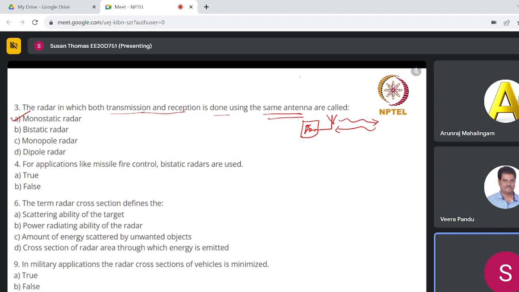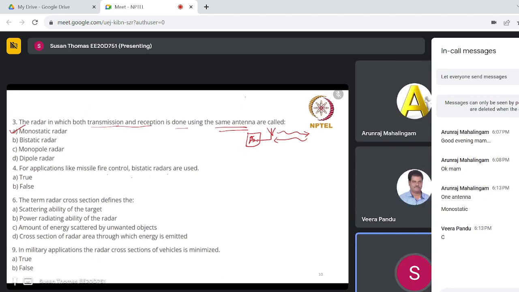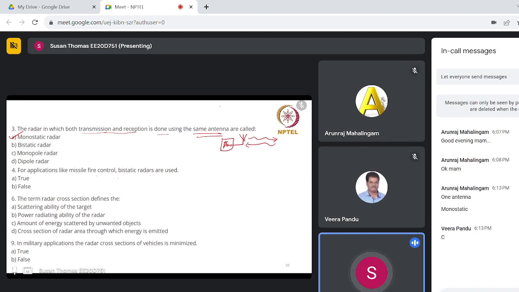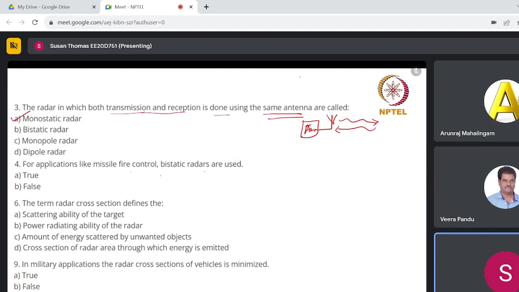Now, let's see the next question that I will explain. For applications like missile fire control, bistatic radars are used. Is it a true statement or a false statement? In the application of missile fire control, bistatic radars are used. Please type in the answer in the chat. What do you think?